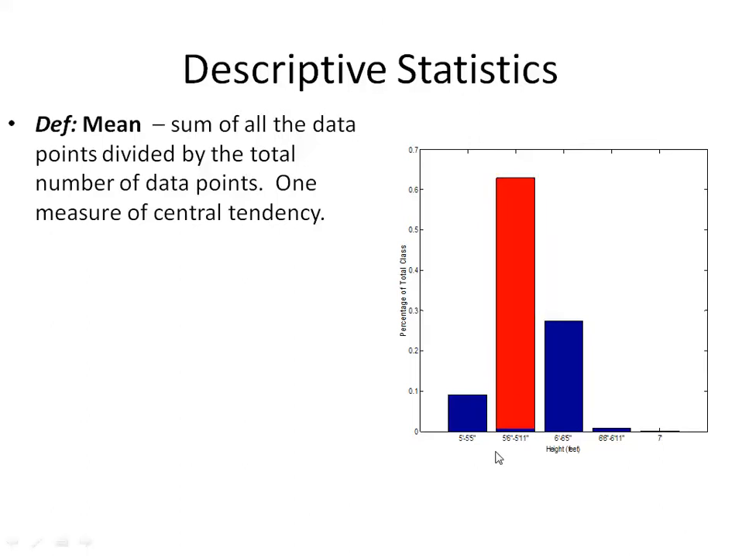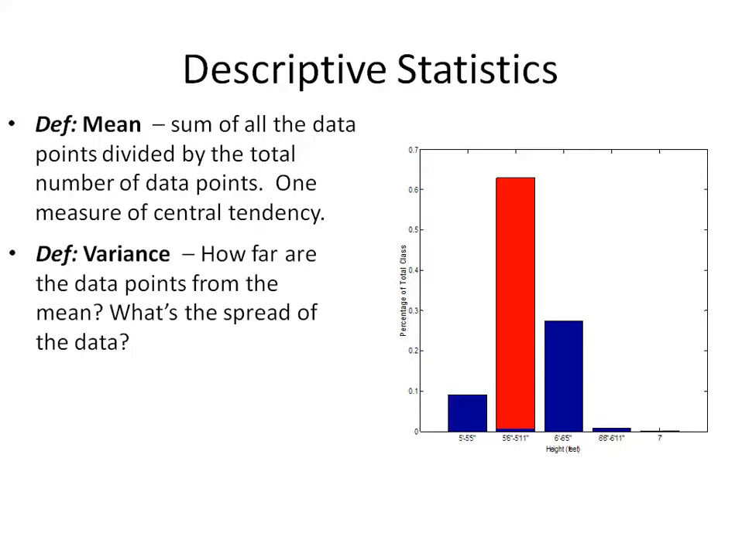So just by looking at this graph here, if you were just looking at it by inspection, you would say that the central tendency is that students would be between 5'6" and 5'11", so this bar right here. So if you just had to guess, I would imagine that the mean height would be somewhere between 5'6" and 5'11".